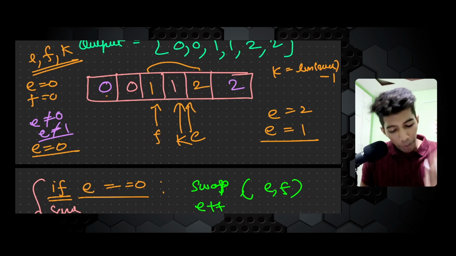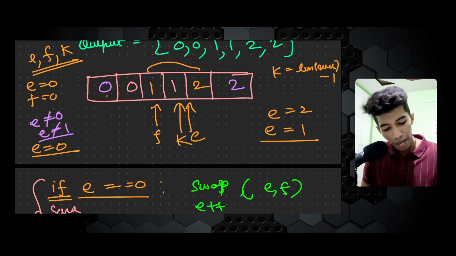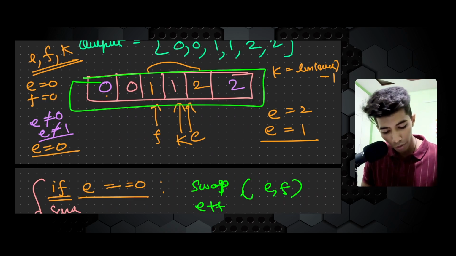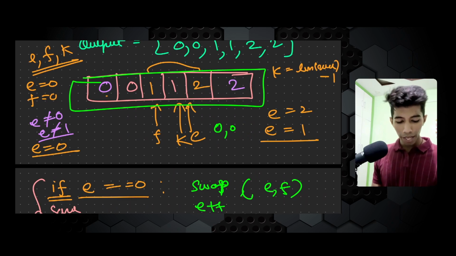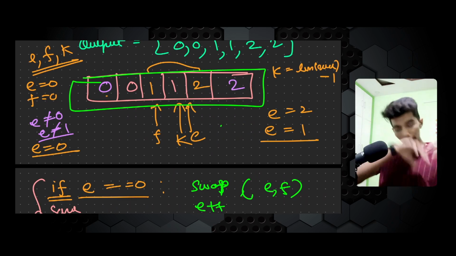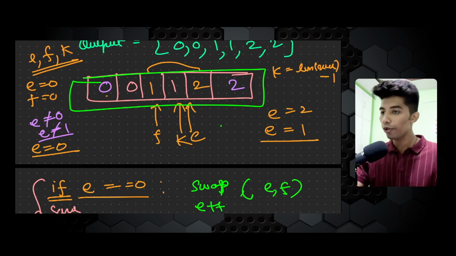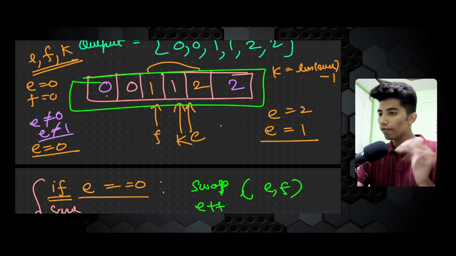So at that particular time, I will get this sorted array. You can see that it is sorted: 0 0 1 1 2 2, and this is what we just wanted. Got the thing? Like this. Okay, so I think it's clear. The approach is clear to you all, guys.